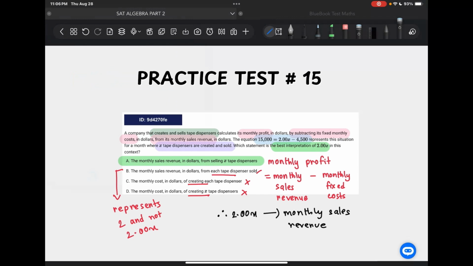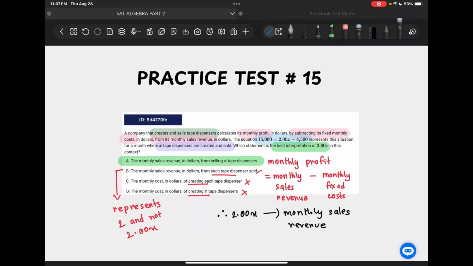A company that creates and sells tape dispensers calculates its monthly profit by subtracting its fixed monthly cost from the monthly sales revenue, all in dollars. The equation is this, which represents the situation for a month where x tape dispensers are created and sold. Which statement is the best interpretation of 2x in this context? So they're saying that this is the equation for this situation, right? And they're asking, what does this 2x represent?